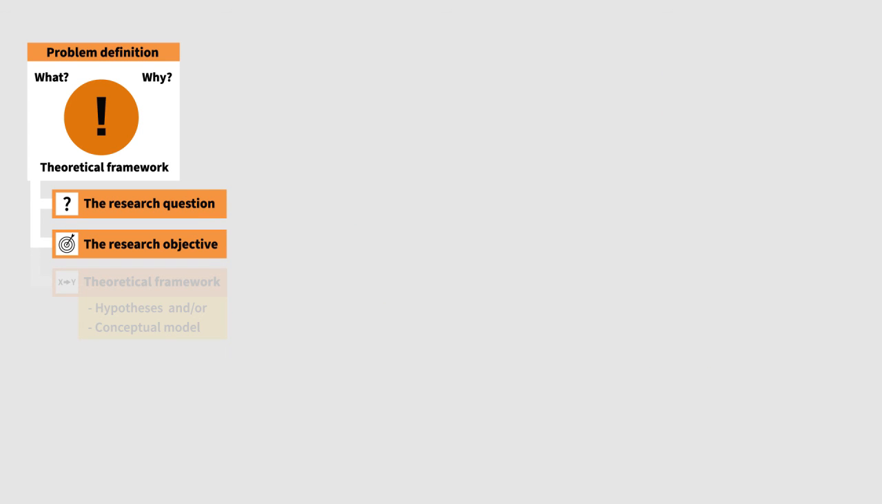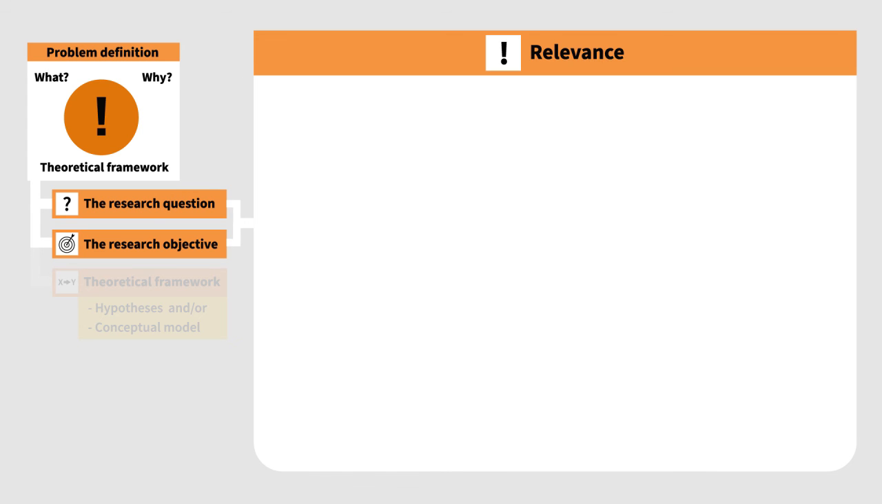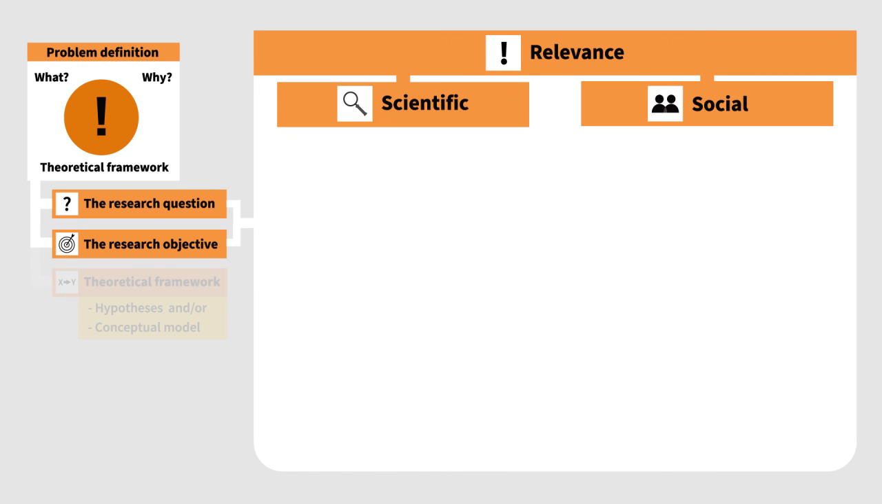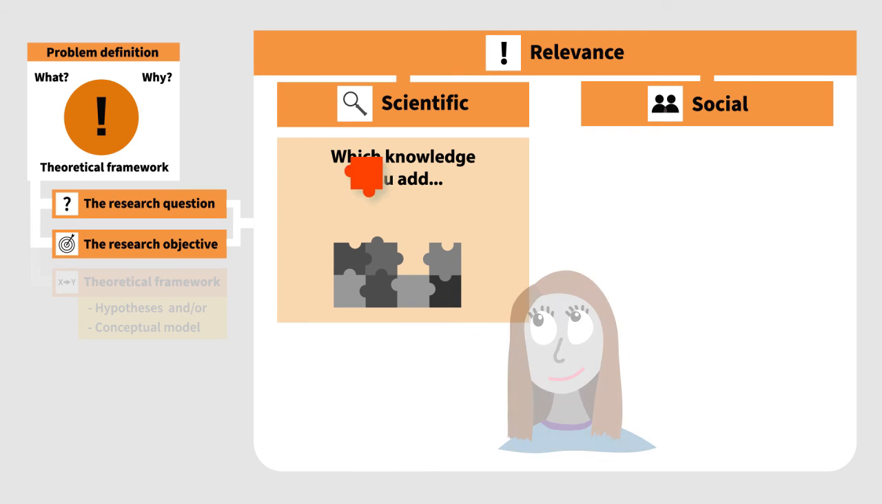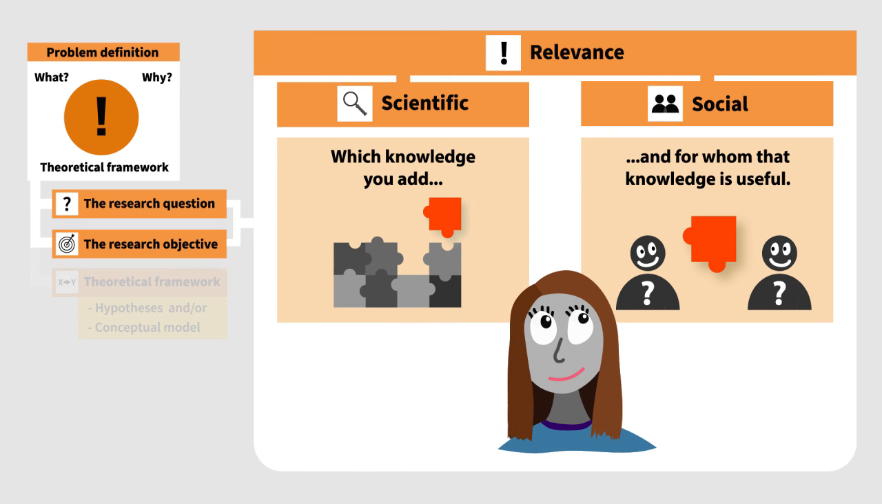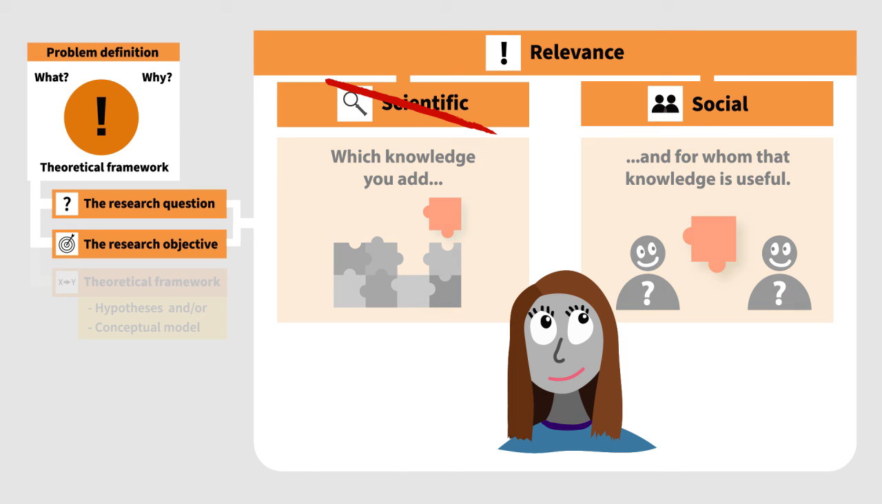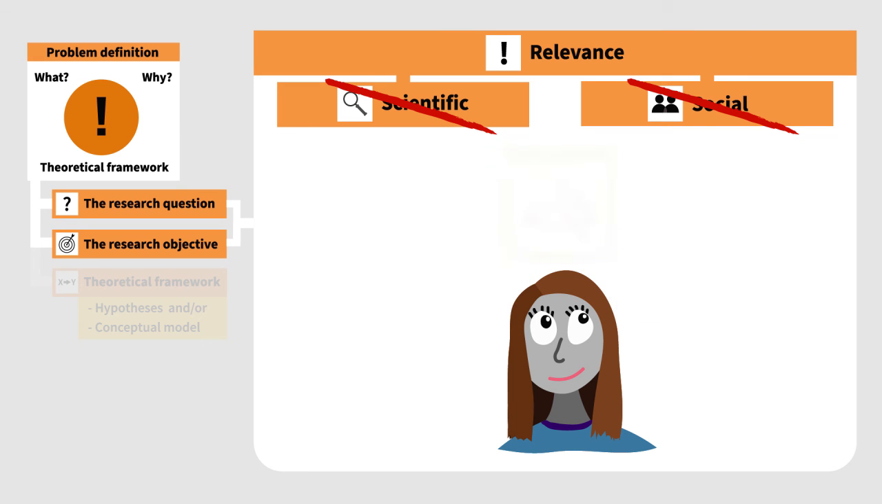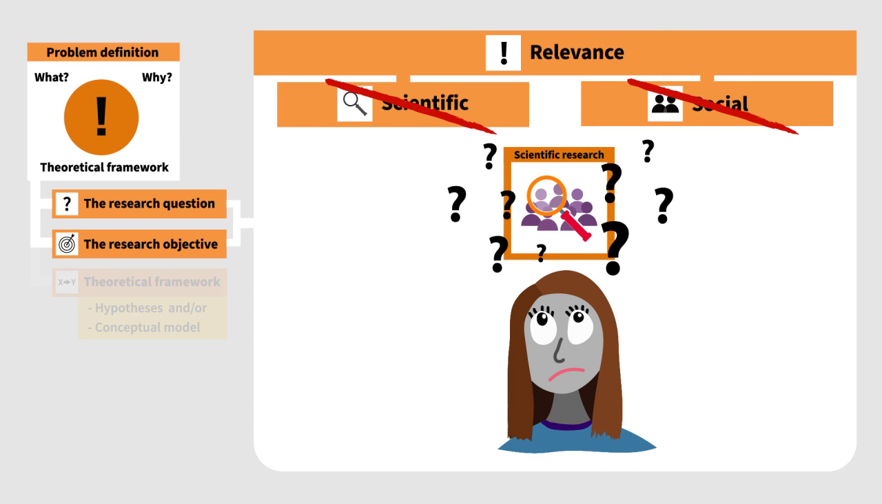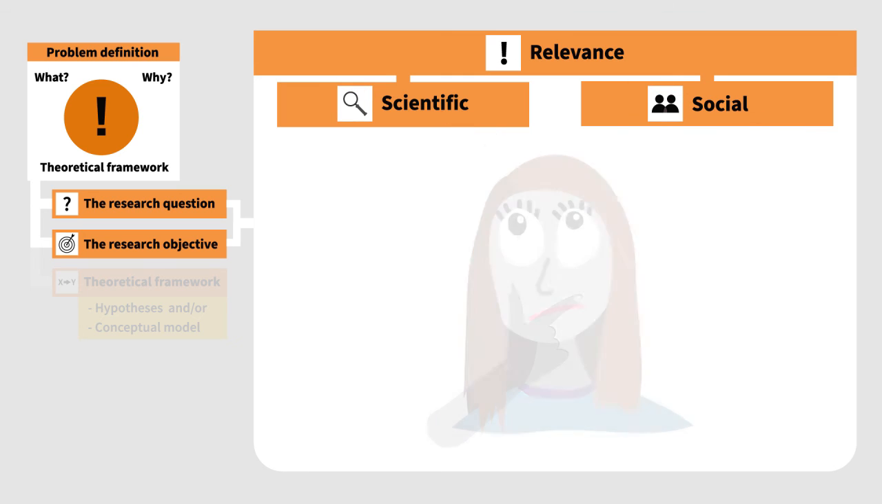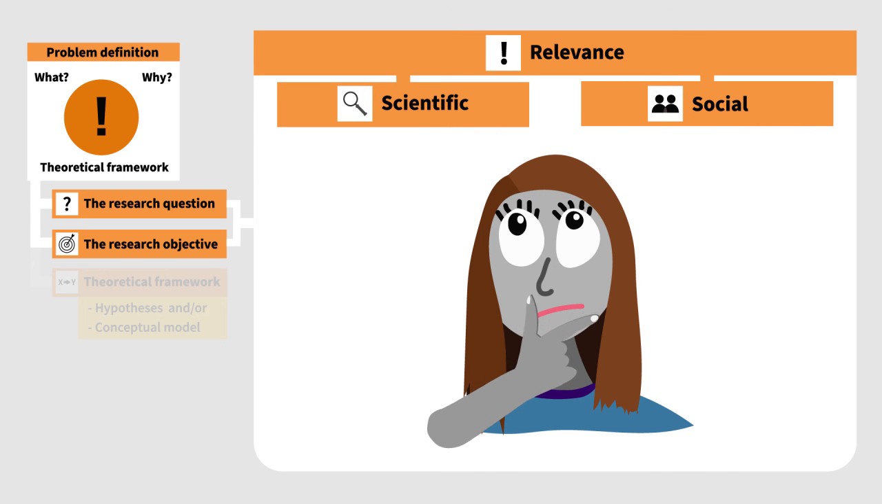Regardless what type of research question and research objective you formulate, your research should always be socially and scientifically relevant. In your problem definition, you indicate which knowledge you add and for whom that knowledge is useful. If your research does not add knowledge to existing scientific knowledge and is of no use to society, why would you start the research? So, think at the start of your research about both the social and scientific relevance of your research.